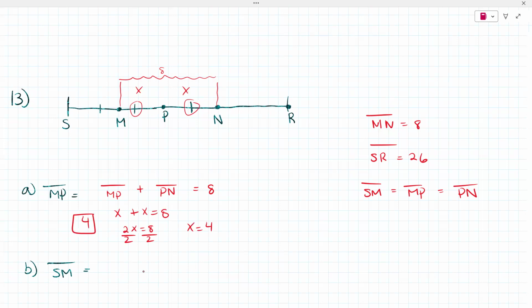Okay, part B says find the distance from SM. So SM is congruent to MP, right? SM is congruent to MP, which is congruent to PN. Do you see these three marks? That means congruence. So SM is going to be 4.